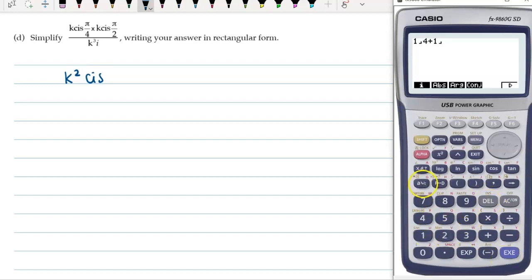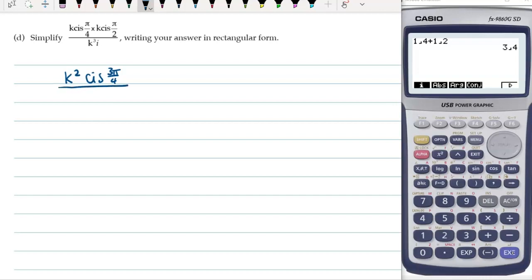Oops, let me just pop that in again. There we go. Which is 3/4 of pi. So we've got 3 pi by 4 on the top. Now divided by k cubed i. To be able to do a division, we need to either have it all in rectangular or all in polar form. I'm going to do it in polar. I find that's going to be easier.